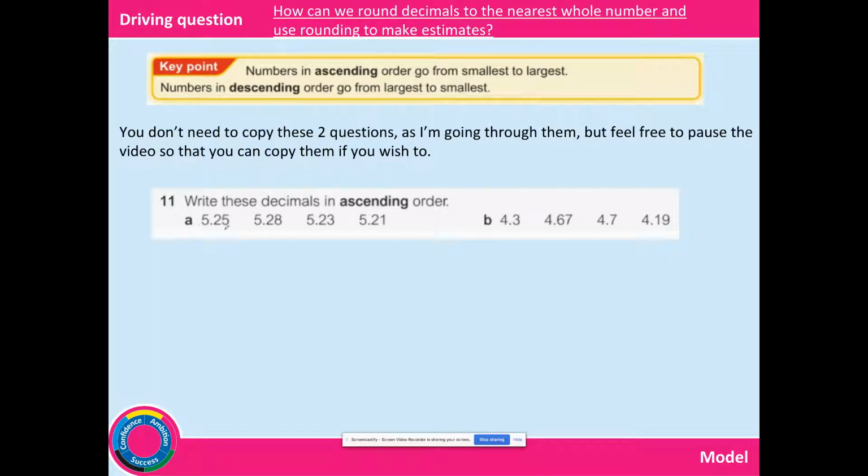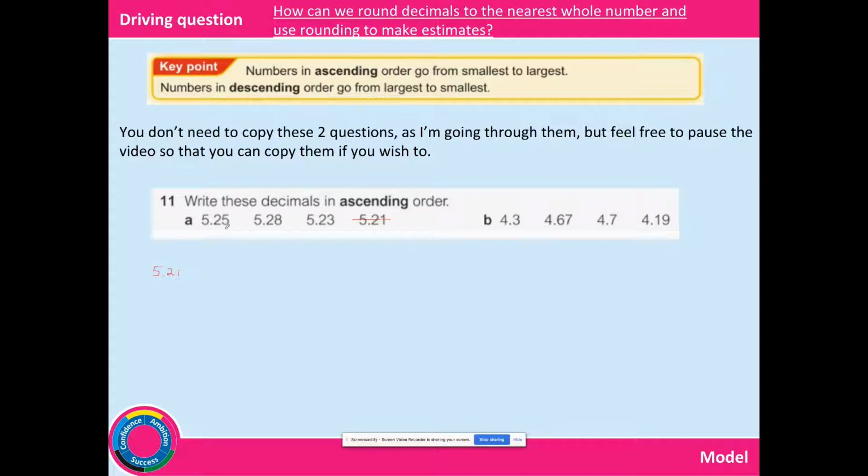I can see that there's 5 ones in all of the numbers. So I look at the tenths column. I've got 2 tenths here, here, here, and here. They're all the same, so I need to go to the hundredths column. I've got 5 hundredths, 8 hundredths, 3 hundredths, and 1 hundredth. So the 1 hundredth is the smallest number. That's the number I write first. I like to cross that number out because then I know I've used that number, it hasn't been forgotten about, and I don't have to look at it again.